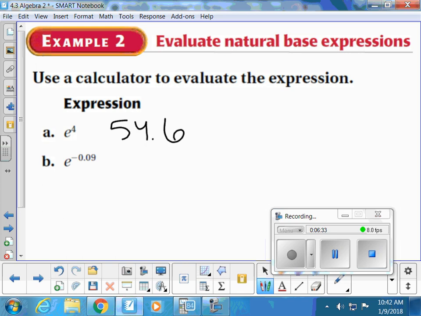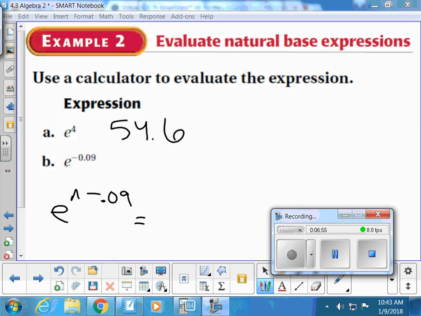And then Spencer, part B. Did you do e caret negative 0.09? Here, I got it. Did you forget the negative maybe? I'm going to let Spencer try one more time. All right, we got the answer of 0.91. Sounds great.